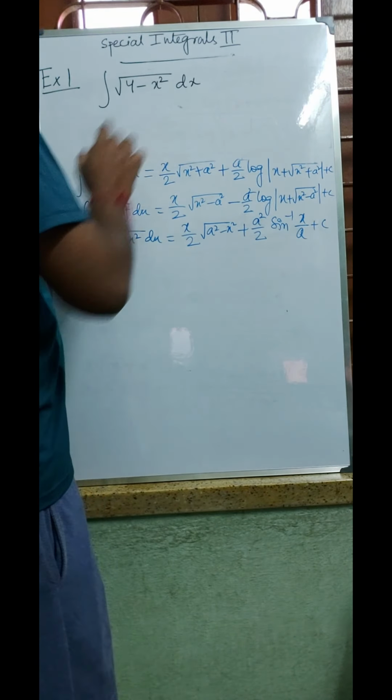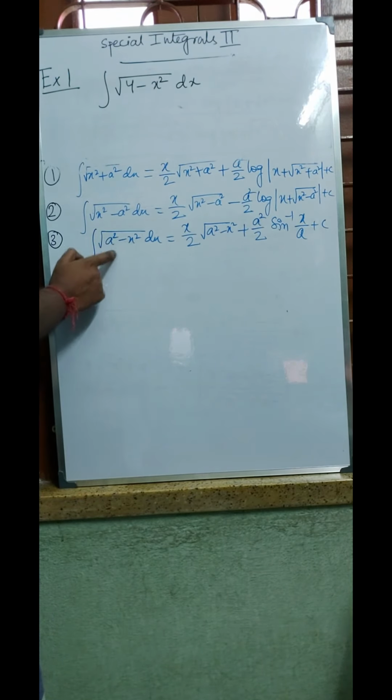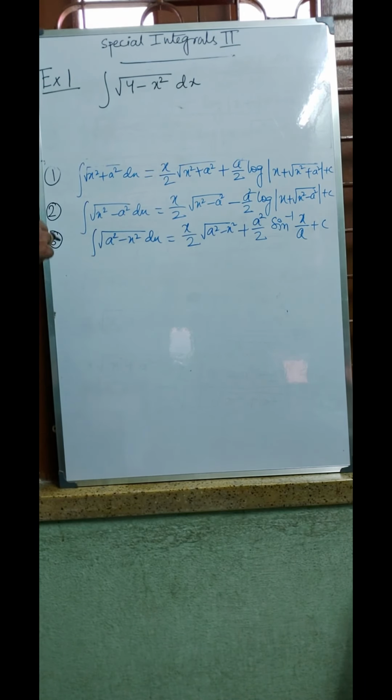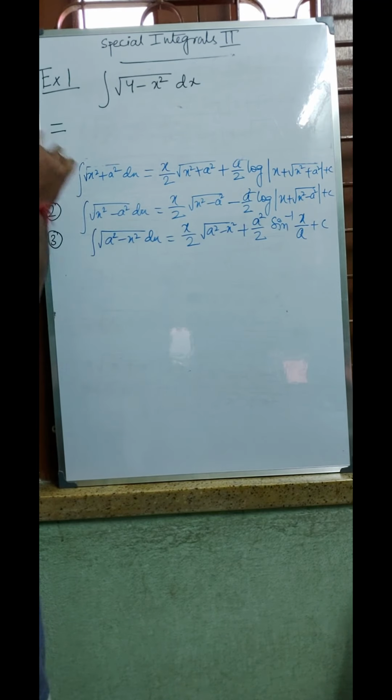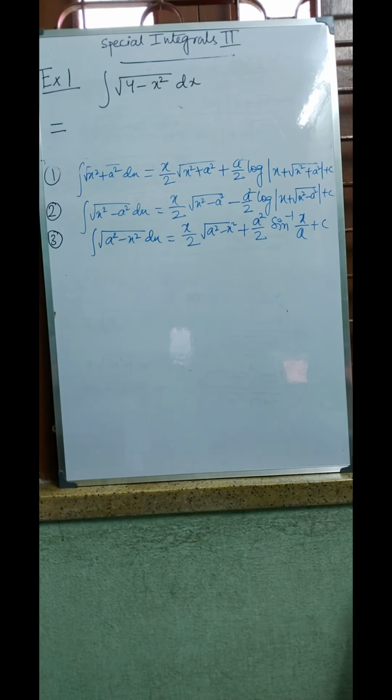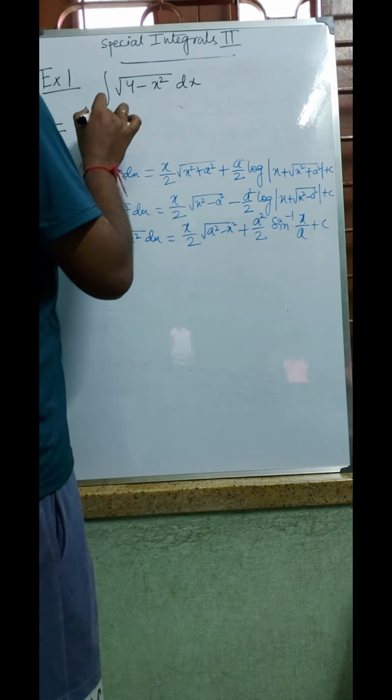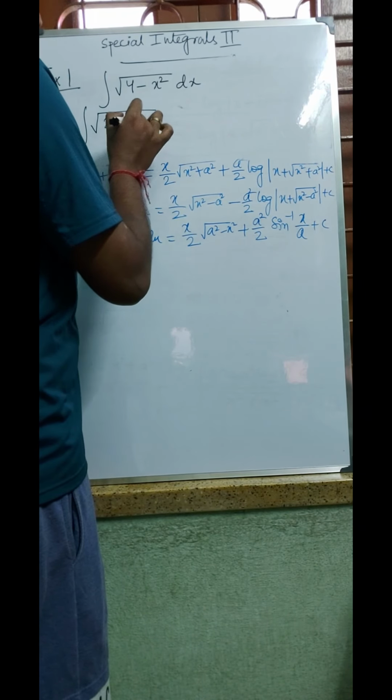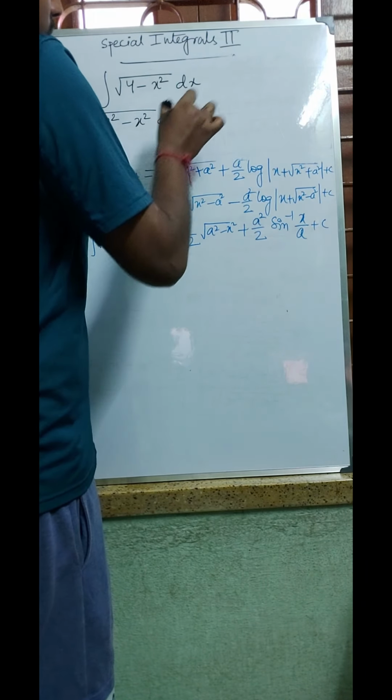Now obviously this falls in which category? This falls in this category, 4 minus x square. This is in this category, the third one. Now obviously this one is a very simple problem. Just looking at it, I can say that this is under root 2 square minus x square dx.